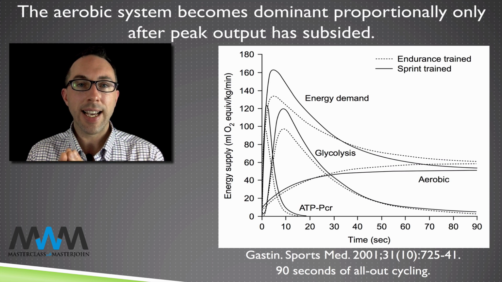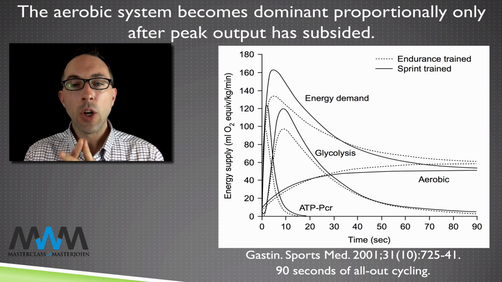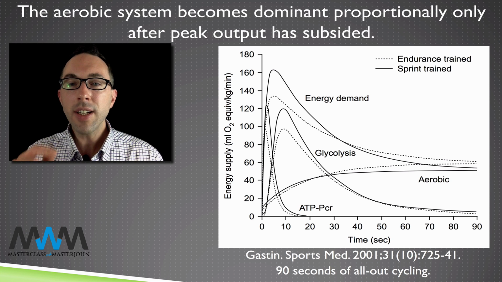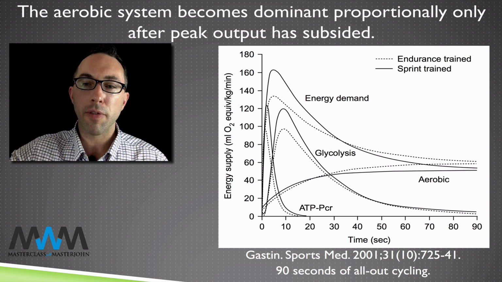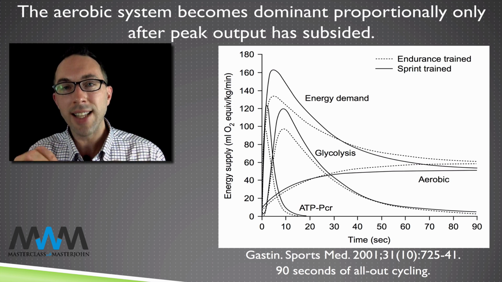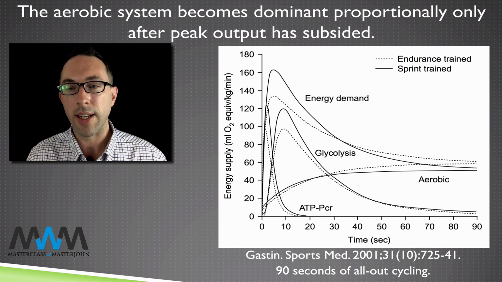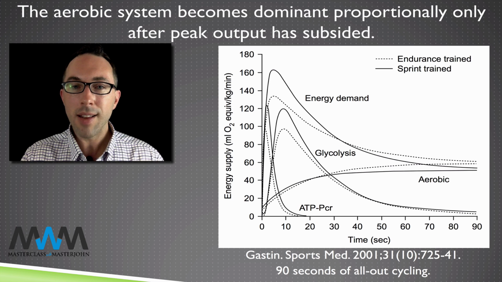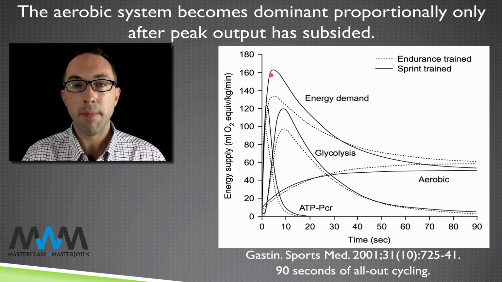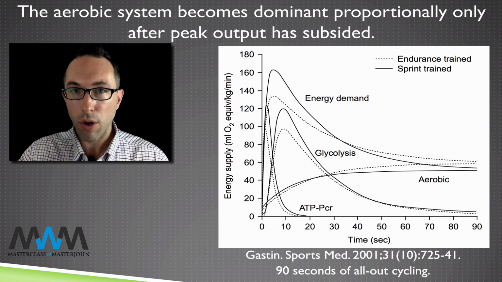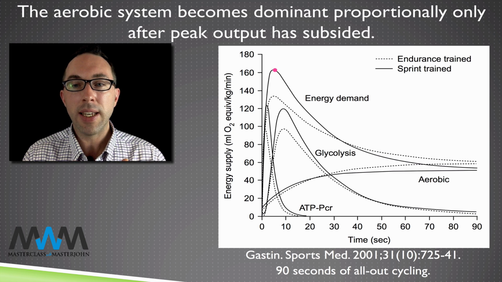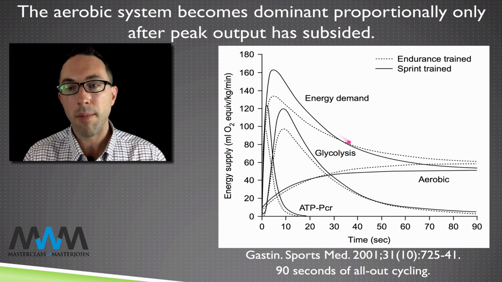The data on this screen were taken from endurance-trained or sprint-trained athletes who did 90 seconds of all-out cycling. And the key takeaway point from this graph is that when we looked at aerobic proportion increasing over time, that corresponds to the decrease of intensity that you get by the time you've gotten to that point. So the key line to look at in this graph is that energy demand, meaning how hard are you working to need ATP support, peaks at the very beginning and then declines as you get more exhausted.